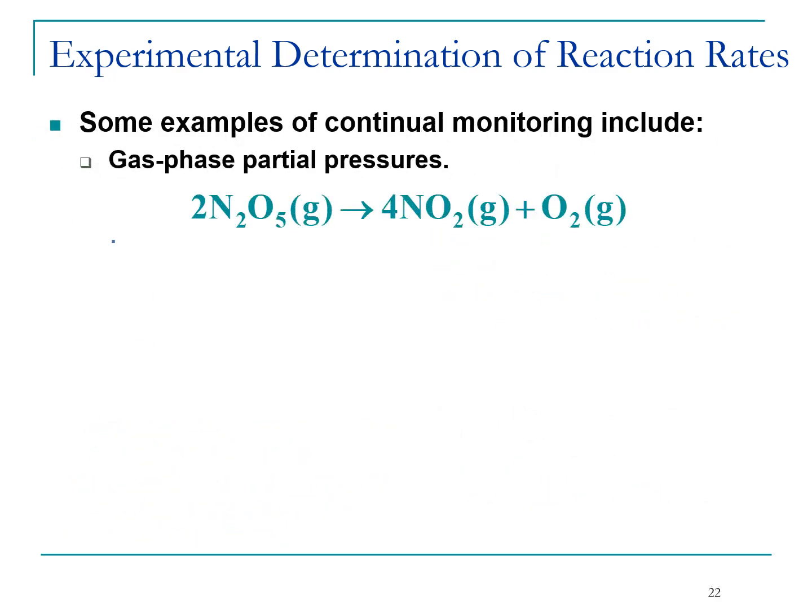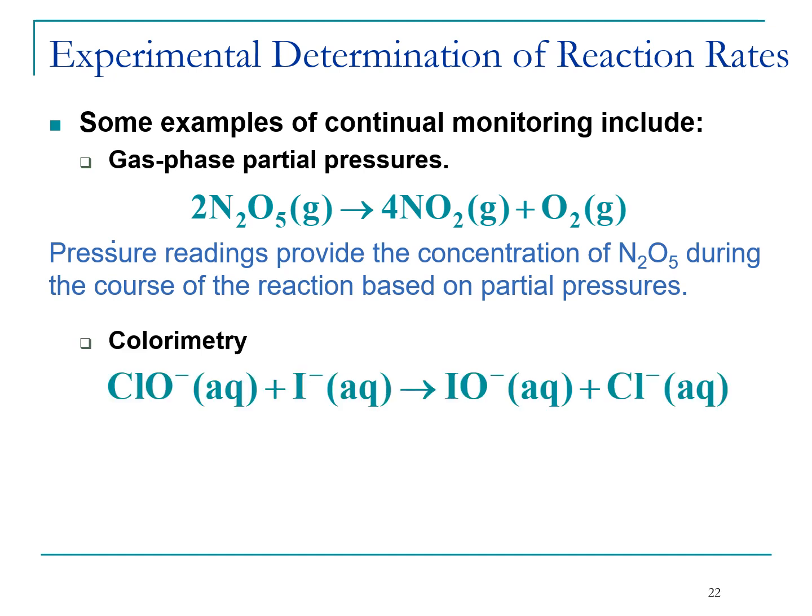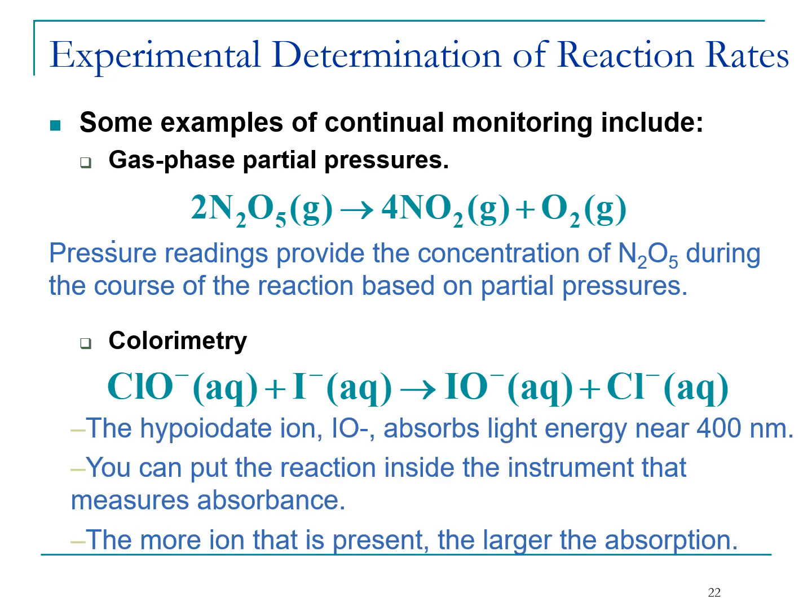Yep, so the gas phase, partial pressure if it's a gas. What we can do is measure pressure readings of all the gases over the course of the reaction, of the 3 different ones, and see what their changes are. Like I said, colorimetry is where you can measure the color. This is just an example of it. The IO negative absorbs light near 400 nanometers, and so you can measure that with an instrument.